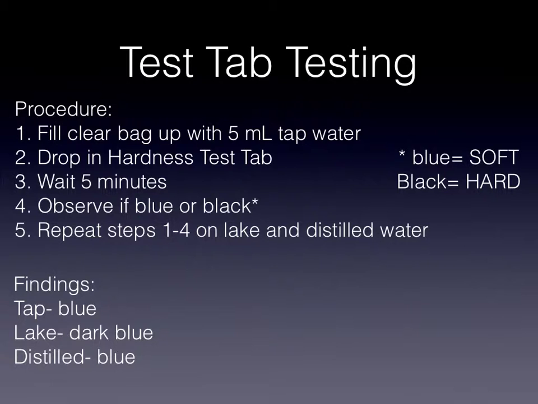The test tab testing was when you filled a clear bag up with 5 milliliters tap water and dropped a hardness test tab in. You waited for 5 minutes and observed if it was blue or black. If the water was blue, it meant that the water was soft. If it was black, it meant it was hard. And then you would repeat that with lake and distilled water.